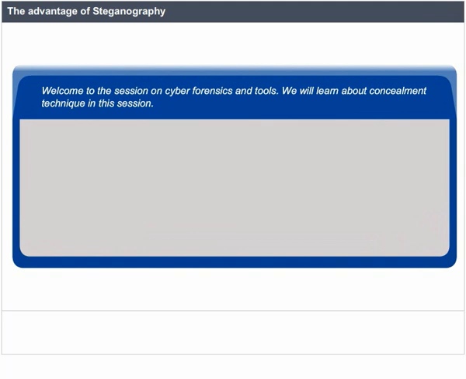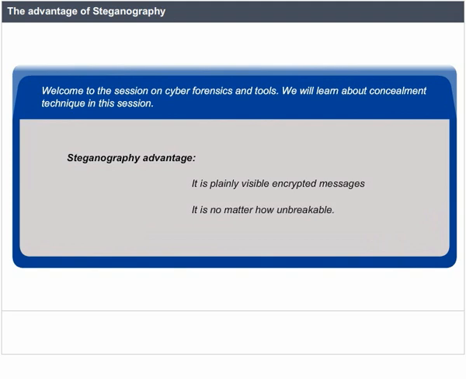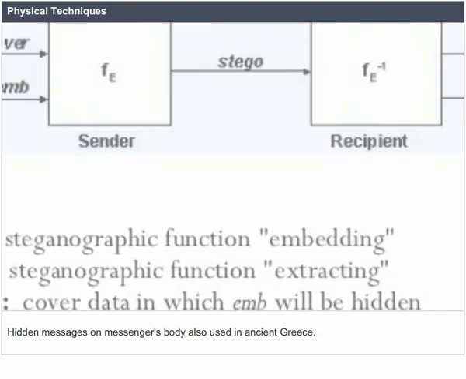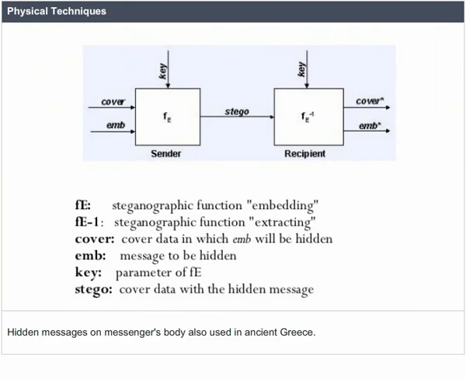Steganography advantage: plainly visible encrypted messages attract attention, no matter how unbreakable. Physical techniques: hidden messages on a messenger's body, also used in ancient Greece. Hidden messages on paper written in secret inks, under other messages or on the blank parts of other messages.